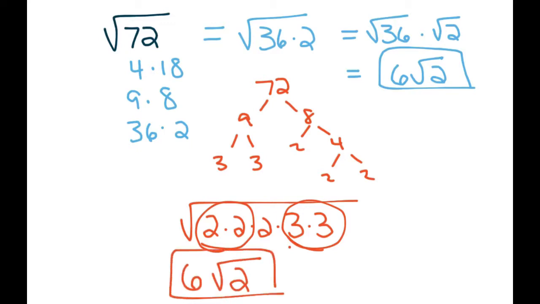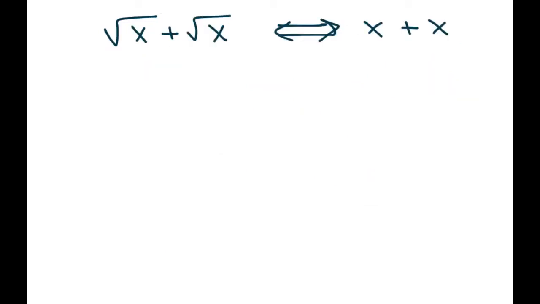Now let's talk about operations on radicals. That means adding, subtracting, and multiplying. We'll cover division another time. Adding and subtracting radicals works just like adding and subtracting like terms. When you add x plus x, we get 2x, not x squared. Remember, x times x is x squared. X plus x is 2x.